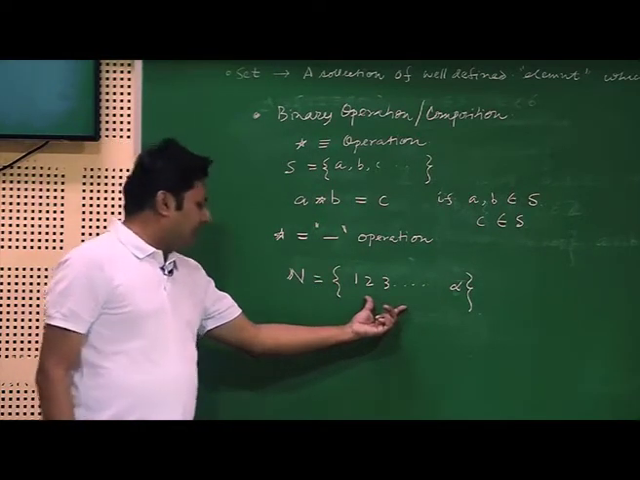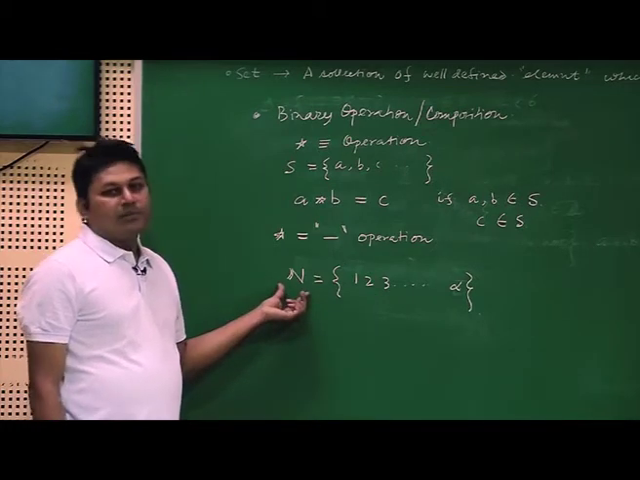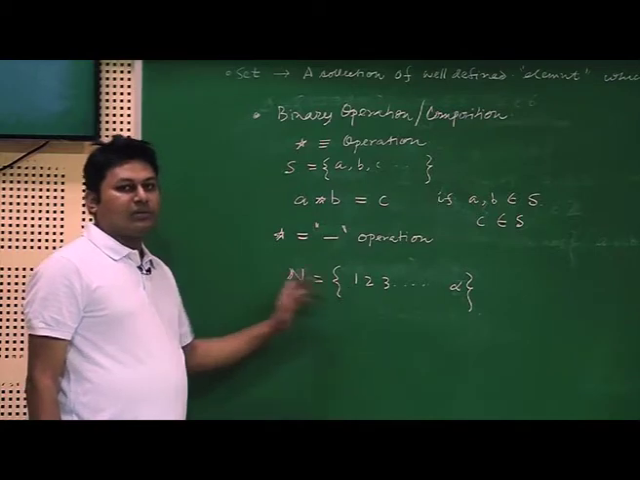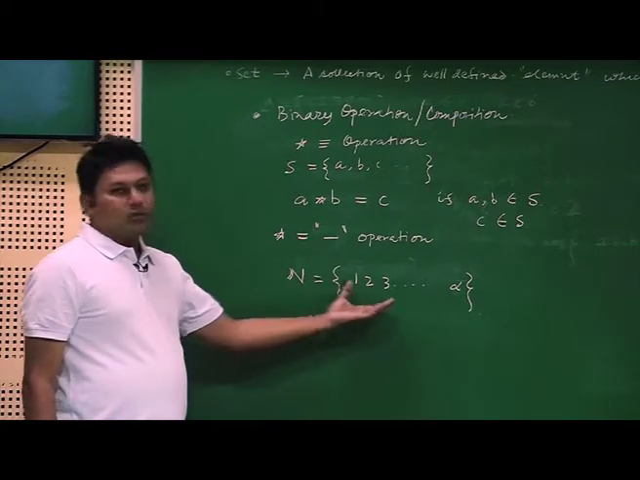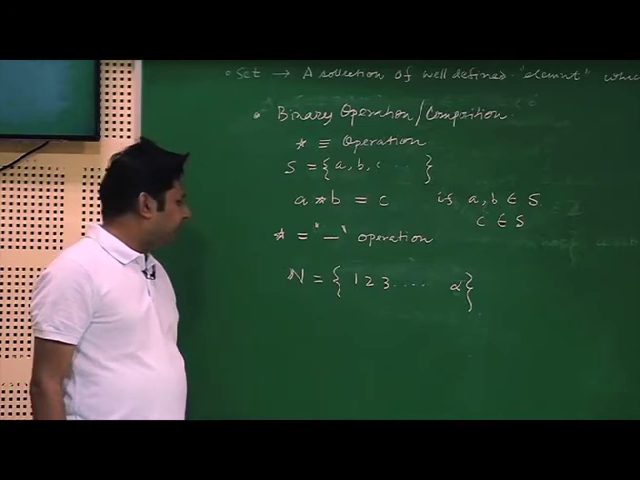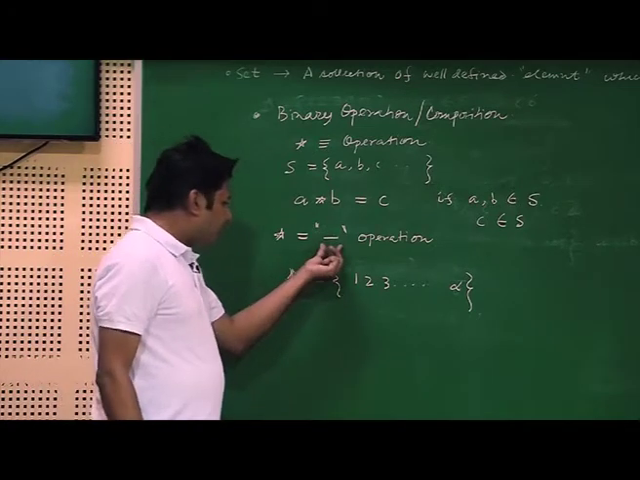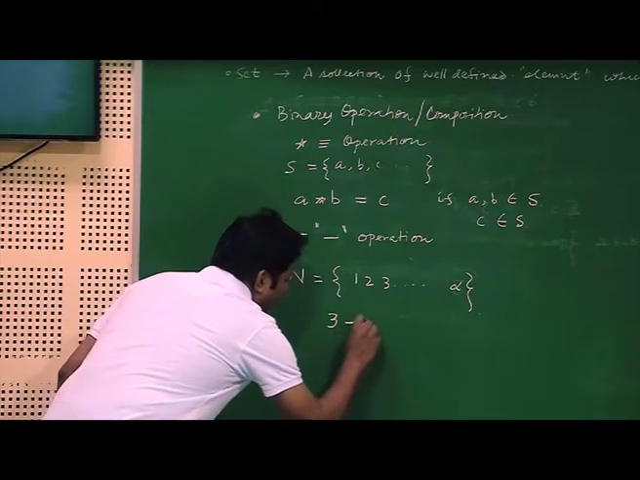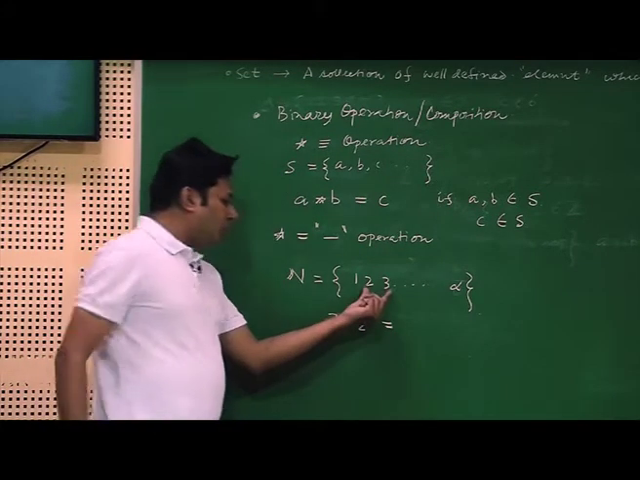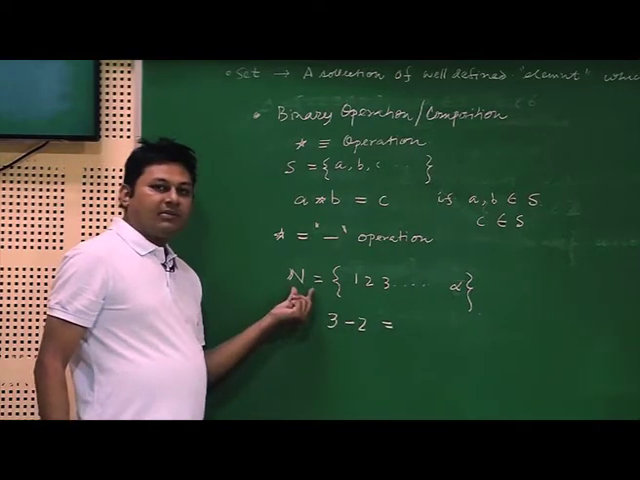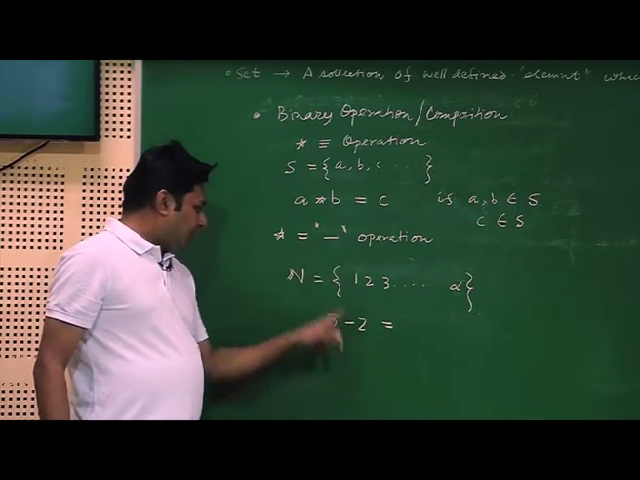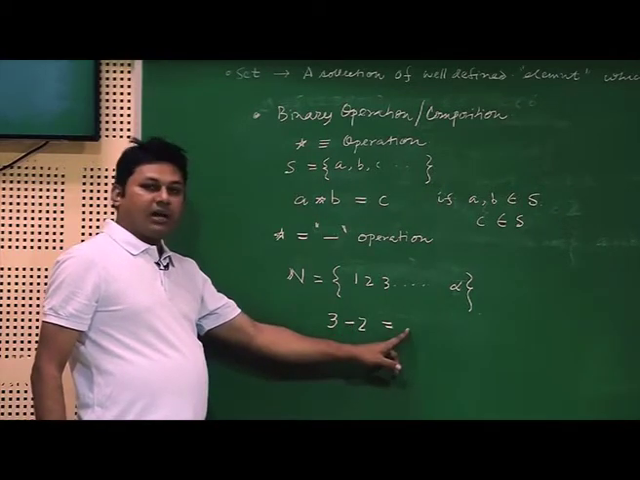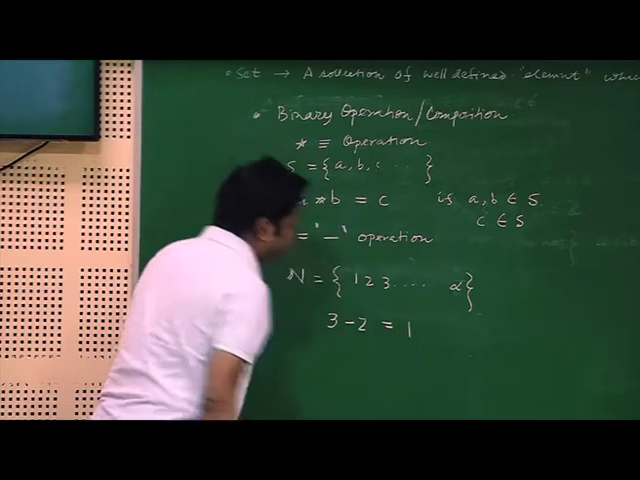Mind it, there is a difference between the set of natural numbers and integers. Integers also contain the negative values of 1, 2, 3 and so on, but for natural numbers there is no negative, and also the 0 is absent. Now, if I operate this minus operator over there, for example, I take 3 minus 2, where 3 and 2 are elements of this set N, and I am operating the binary operation minus over the 2 elements 3 and 2. As a result, I will get 1.